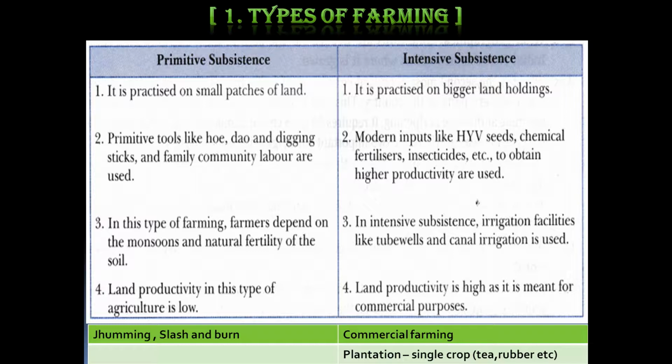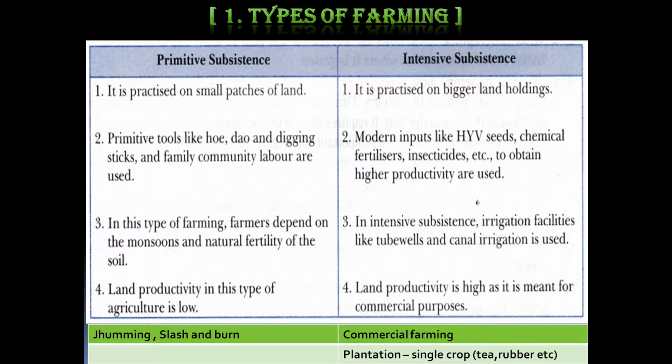There are two types of farming: primitive subsistence farming and intensive subsistence farming. Primitive means it is practiced on small patches of land. Primitive means old pattern, conventional farming. It is done on small patches of land because traditionally the land people get from their parents and ancestors gets divided among the brothers, and that's why small patches of land are there.